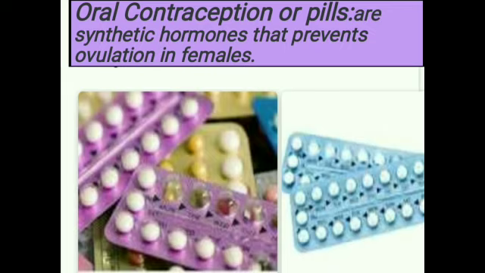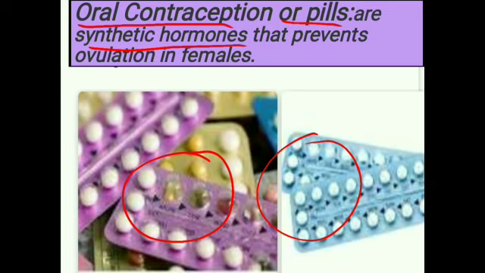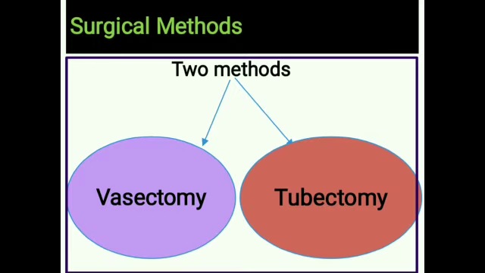Now, oral contraceptives or pills. These are synthetic hormones that are taken orally to prevent ovulation in females. Now, last one is the surgical method. It is also known as the method of sterilization. It is safe and permanent in the long run. It also includes two methods, vasectomy and tubectomy.